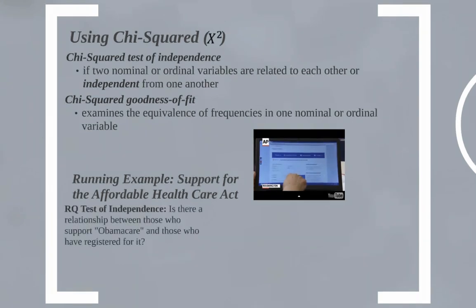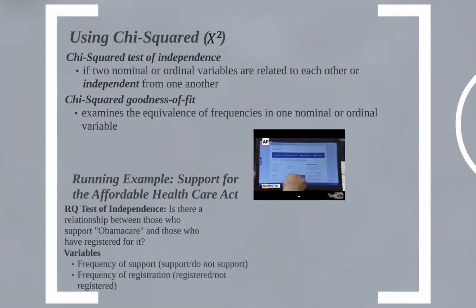And so what we can do, in one scenario, is use something like a chi-squared test of independence to ask a research question like, is there a relationship between those who support Obamacare and those who have actually registered for Obamacare? Right. So the idea being that if you've registered for it, maybe you'll be more supportive of it, right? Because you need it. So that could be a hypothesis that we're trying to look at here, right? And so in this case, we actually have two variables.